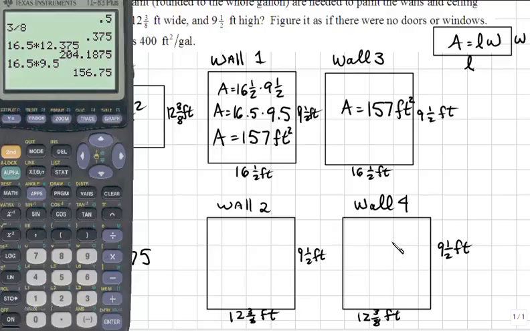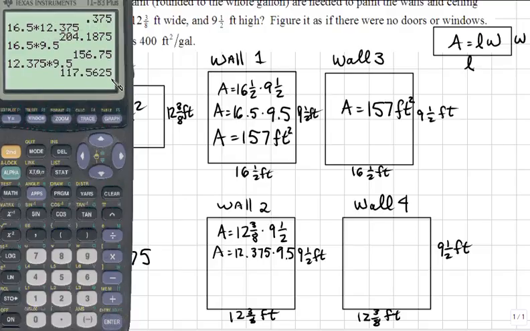Now, let's compute the square footage for both our second and our fourth walls. For our second wall, the area would be length times width again, or 12 3/8 multiplied by 9 1/2. Converting these to decimals again, 12 3/8 was 12.375, multiplied by 9 1/2 converted to 9.5. Multiplying 12.375 times 9.5, we get 117.5625, which, as we round up to the nearest square foot, would be 118 square feet. So the area of our second wall would be 118 square feet. Similarly, our fourth wall would be identical, so its area would be 118 square feet.